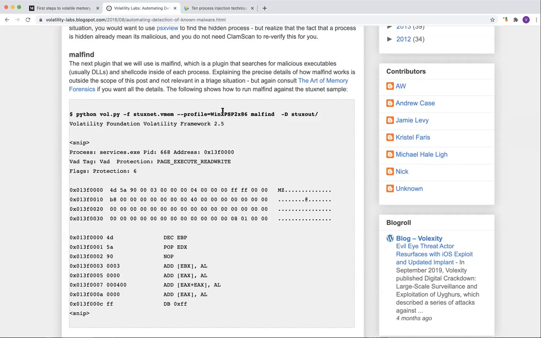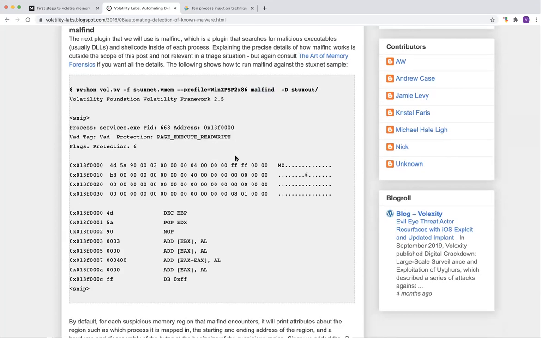Got it, Pragyan. So if I run this malfind plugin, it will give you a list of processes which may have code injection. And how does this plugin actually tell you that?